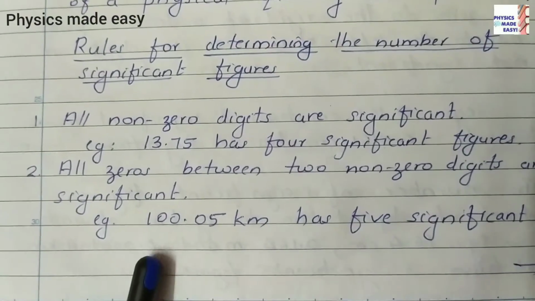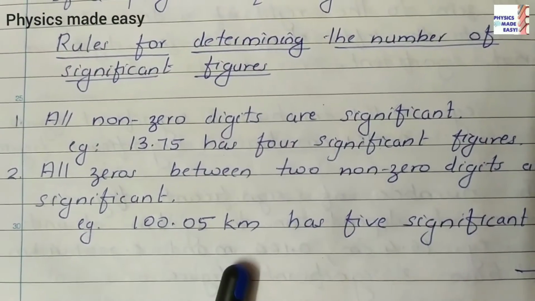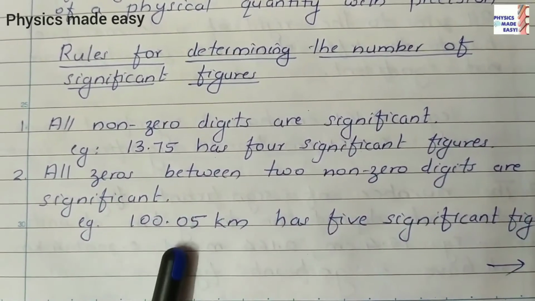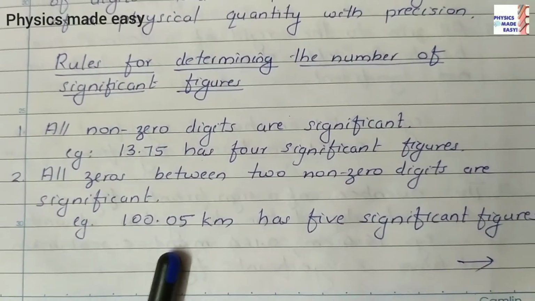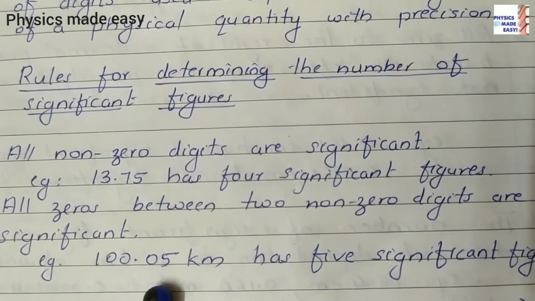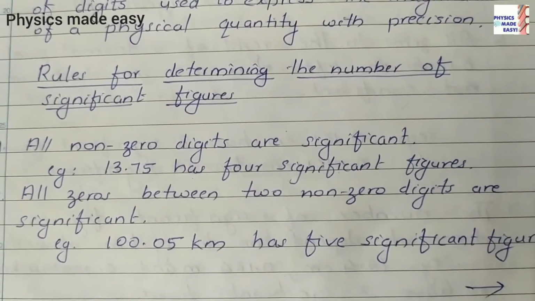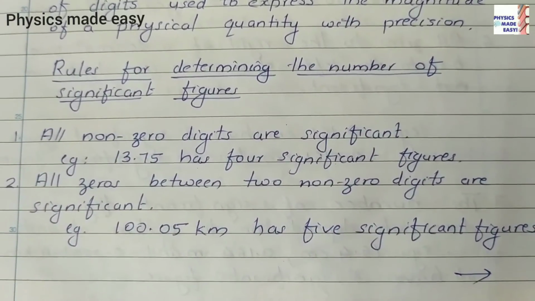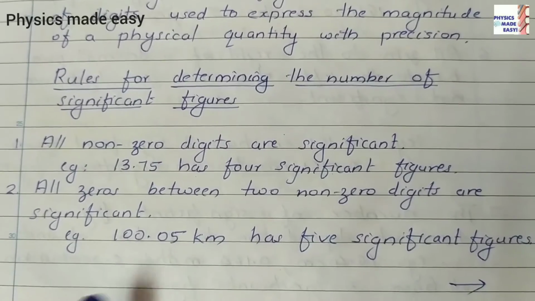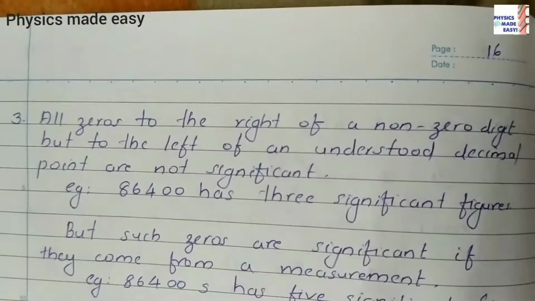Now, second one: all zeros between two non-zero digits are significant. Here, 100.05 kilometers. Here you can see in between 1 and 5, 3 zeros are there, decimal also there. So we have 1, 2, 3, 4, 5. Total 5 significant figures there. So we have to take all the zeros between two non-zero digits.